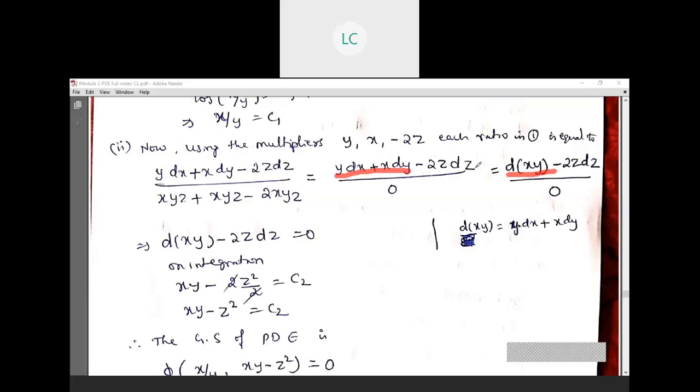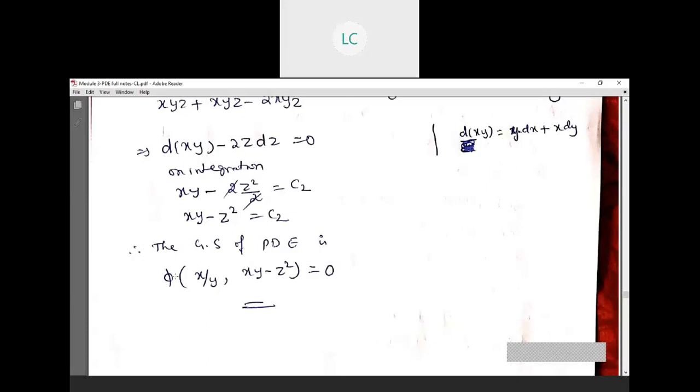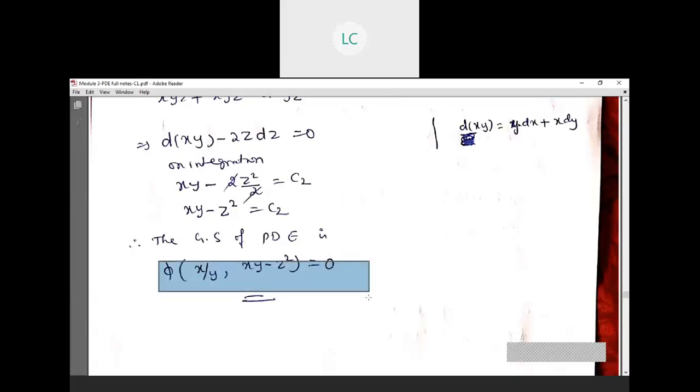We can easily integrate. Now if we integrate this, the integral and the derivative will eliminate. We'll get xy minus 2z integration, 2z square by 2, equal to c2. For simplification, we'll get xy minus z square equal to c2. That is v. u is x by y, v is xy minus z square. This is the required solution.